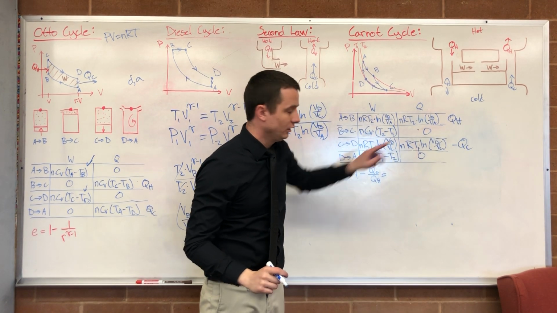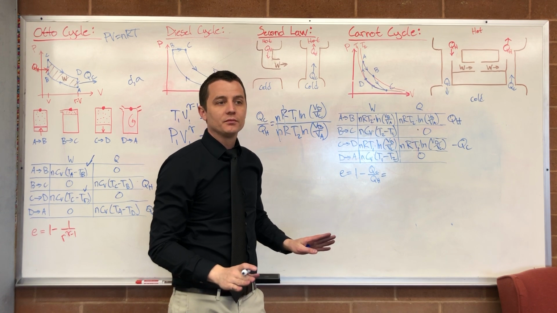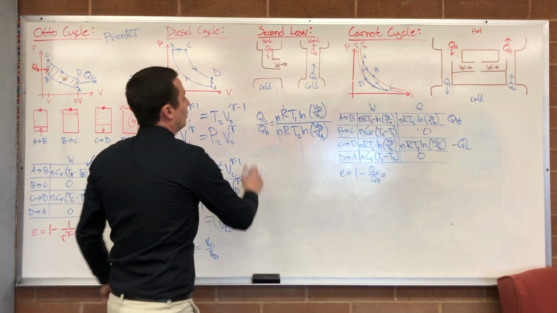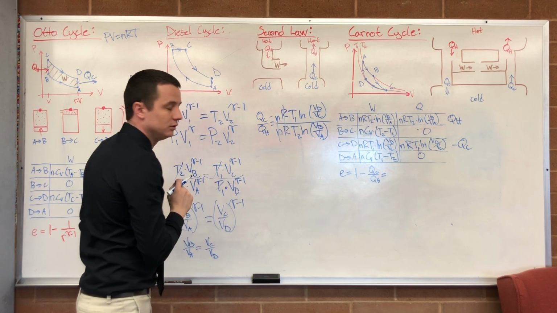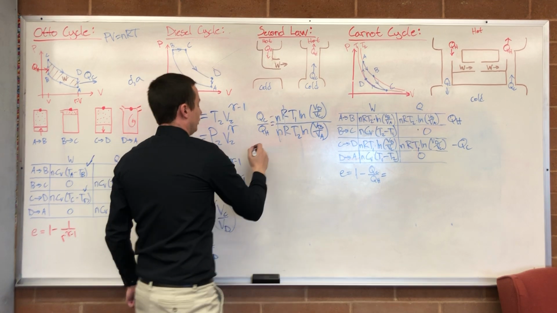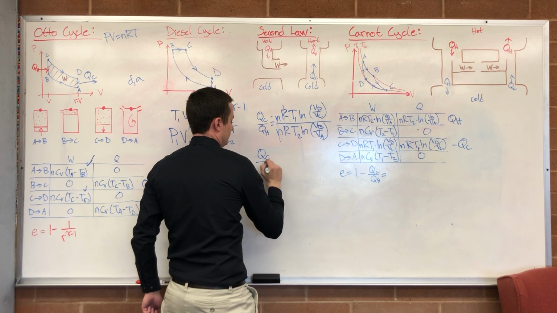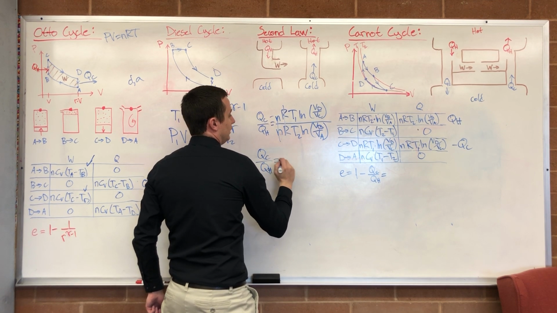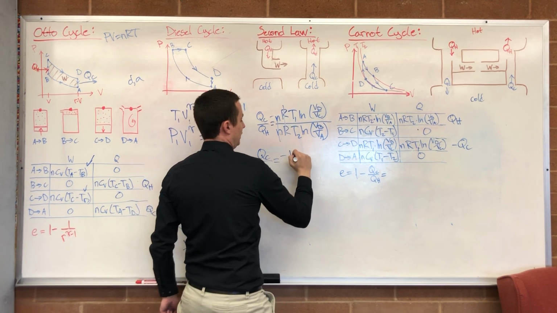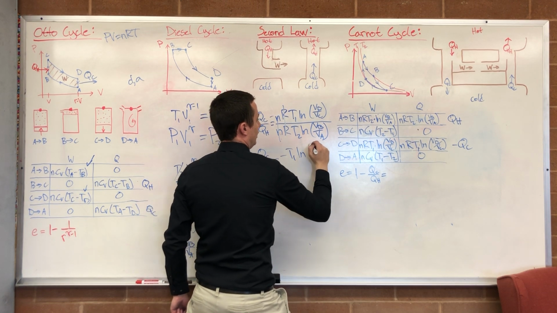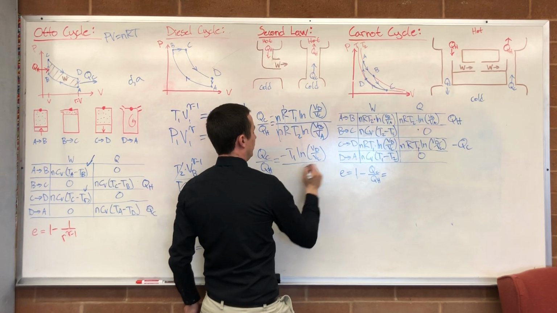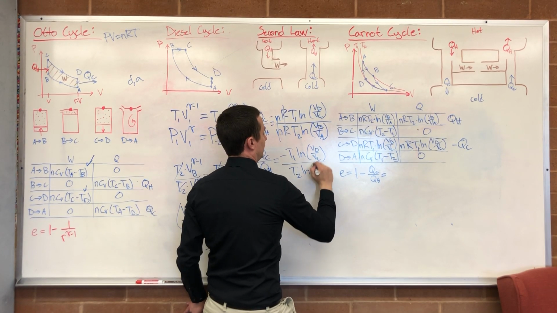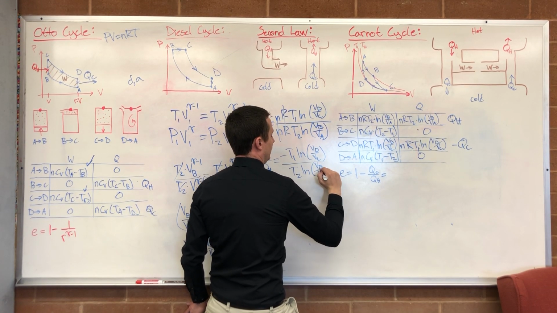Because this is a negative value, you have to switch around your log. So when I did QC over QH is equal to this, I really just need a minus sign in here as well. So QC over QH is equal to negative, those cancel out, so we have T1 natural log of VD over VC, all over T2 natural log of VB over VA, right?